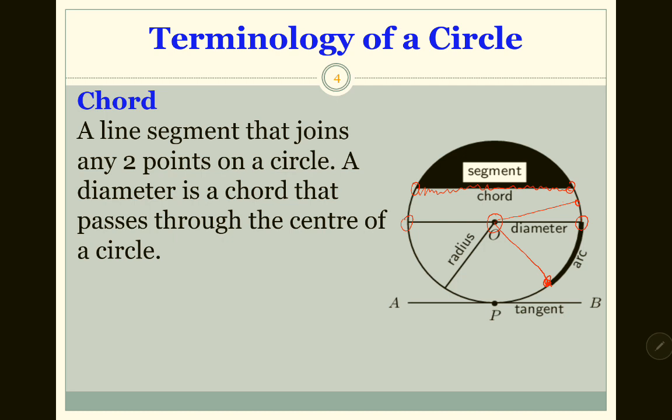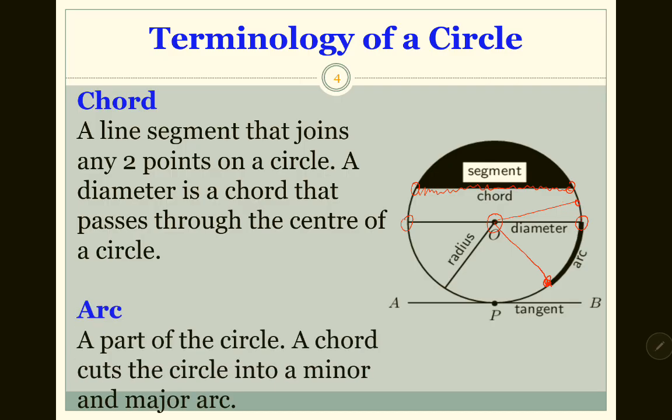So let's talk about an arc, because that's very important as well. So what is an arc? An arc is a part of a circle. A chord, if you like, cuts the circle into a minor and major arc. Does that make sense? Let's read through it again. What is an arc? It is a part of a circle, only a certain part of a circle.